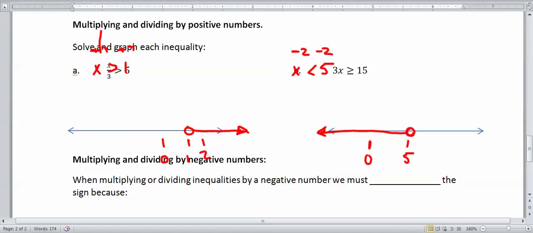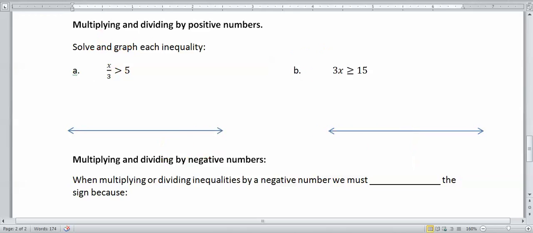So not only do we have to add and subtract, we have to multiply and divide for these types of problems, but it's, like I said, almost the same as an equation. And there's one special rule that we're going to talk about today with multiplication and division. Alright, so we've got x divided by 3 is greater than 5. So I need to solve for x. Division by 3, you need to do the opposite. So I'm going to multiply by 3 on both sides. It's going to drop the 3 out here, so I get x is greater than 15.